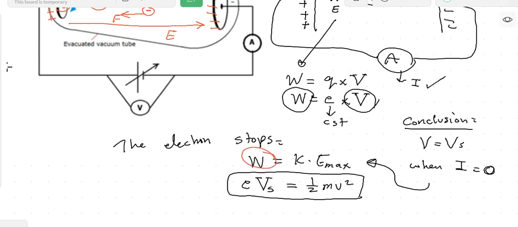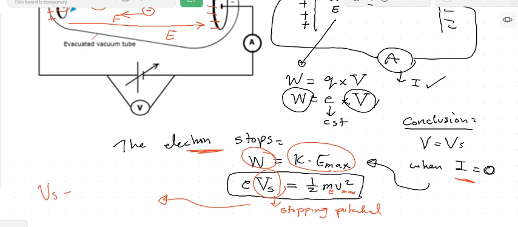So when the resistive work equals the maximum kinetic energy, the current stops moving and the ammeter reads 0. At this moment I can say eV stopping equals half mv squared, where m is the mass of the electron, v is the maximum speed of the electron, and V is the stopping potential. If we need to make V stopping the subject, the formula will be V_s equals mv squared over 2e. So this is the final form of V stopping. Is it okay?